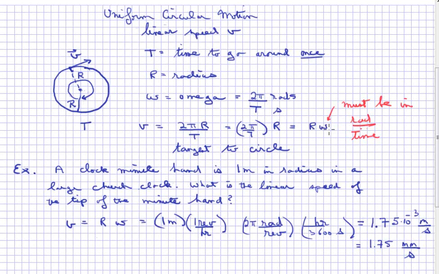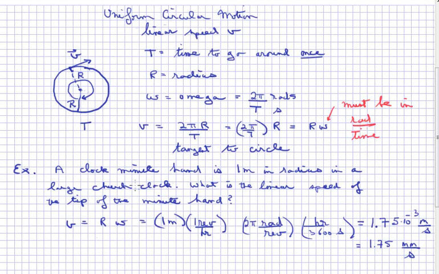One important note here is this formula must have the omega expressed in radians per unit time. And usually we'll do radians per second, but you could use some other unit of time as well.